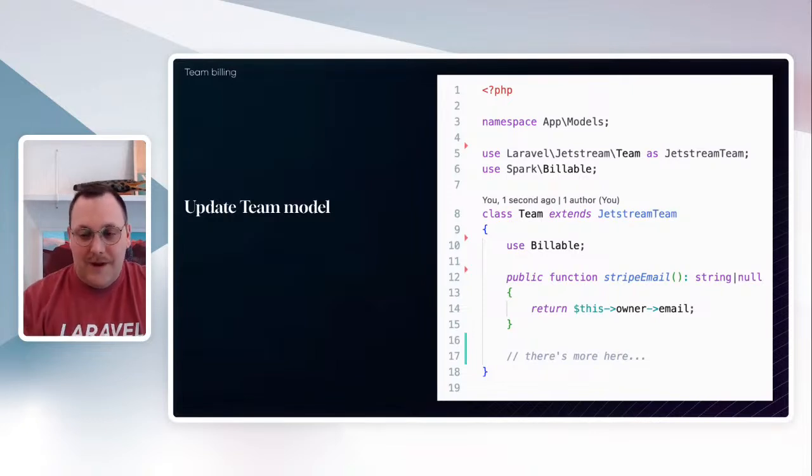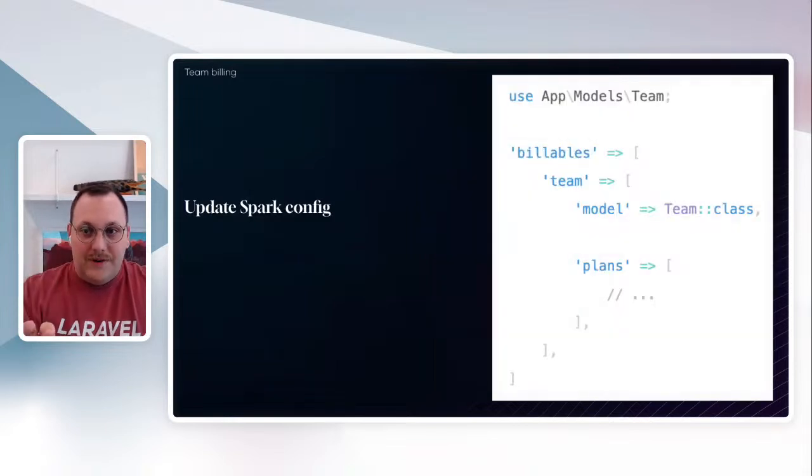And then the only other thing we have to add is the Stripe email method. So that way we're pointing it to the correct place here, because we don't have a concept of an email. You can add that certainly as a column in your team if you want to, but in this case, every team is going to have an owner, so it makes sense that we could point it straight to their email. Then we go into the Spark config, and under the billables array here, we're going to have a key of user, so we want to switch that over to team. And then for the billable model, we'll just change that from the user model to the team model.